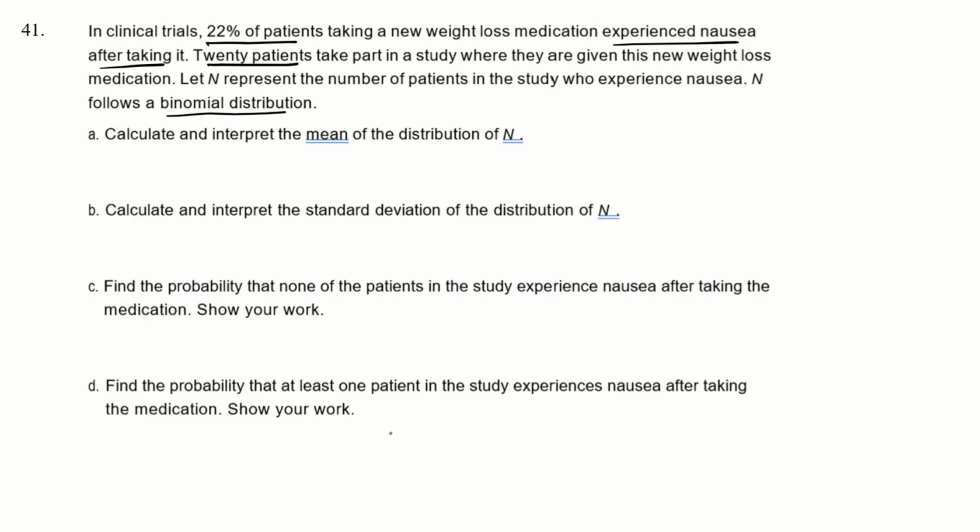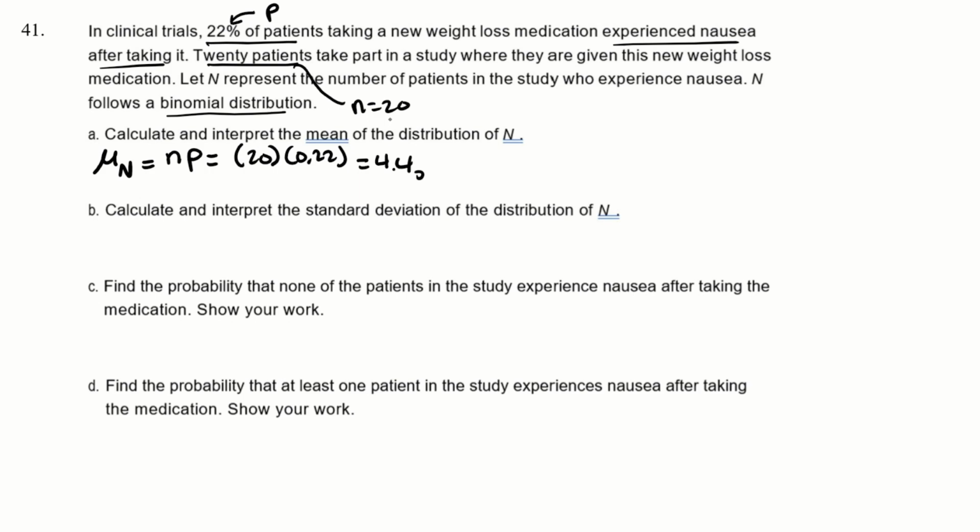So the mean is the expected value. So the formula for binomial is n times p. That's the formula for binomial expected value. So it's going to be 20 patients, right? That was n equals 20. And then the probability, that's p, that's 22%, so 0.22. That's going to be 4.4. And we want to interpret it.